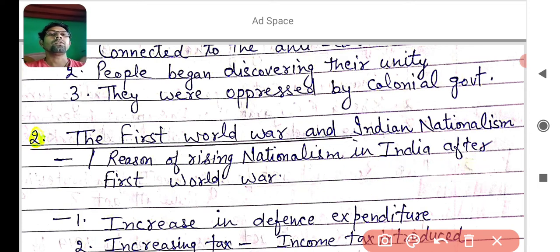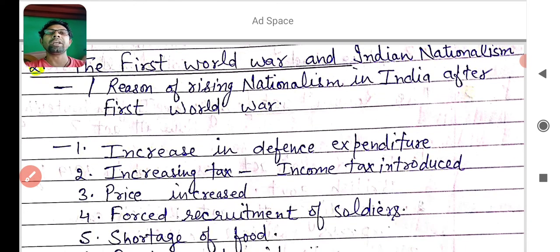After that, what were the main problems of Indian people? So they fought against the Britisher, and Indian nationalism grew after the First World War. The first reason was the increase in defense expenditure, because for the First World War the Britisher needed a lot of army, a lot of soldiers to fight.